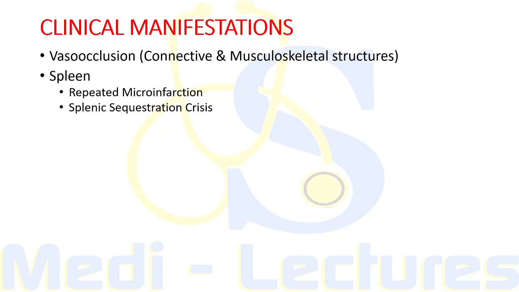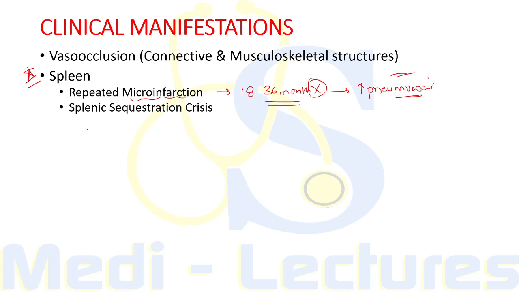Now we will be discussing the clinical manifestations according to the organ involved. So first of all, let's discuss about spleen. So repeated microinfarction in the spleen leads to its loss of function. So splenic function is lost within the first 18 to 36 months of life. And this increases the susceptibility to infections like pneumococci and Haemophilus influenza. Increased risk of such infections.